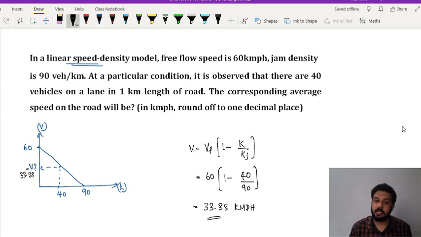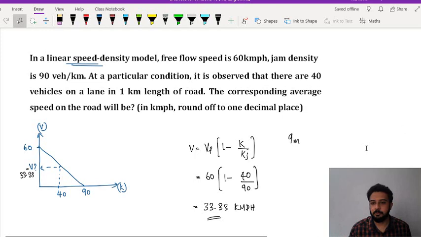In case you are making any mistake, suppose you put plus here by mistake, then obviously you are going to get a value which is more than 60. Then you will understand that you made some mistake somewhere, right? Obviously it's going to be less than your Vf value. Understood? Maybe in the same question they can ask you what is the maximum flow. This is somewhat extra, I am telling. Can you calculate?